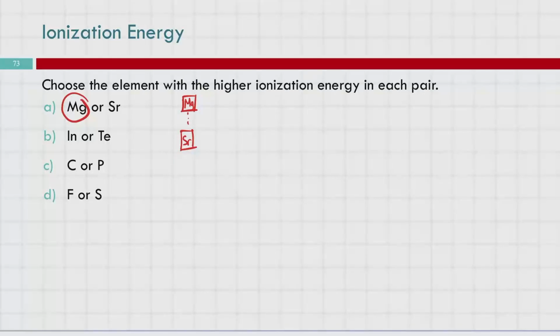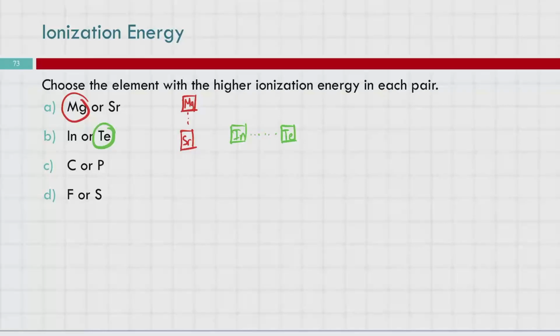We also have In or Te, and those are related like this. Which one is higher ionization energy? Te is higher ionization energy. It doesn't want to lose an electron. It's so close to becoming a noble gas. It just needs to gain 2 electrons. Taking 1 away would make it 3 away. It doesn't want to be 3 away. It wants to be 2 or fewer.